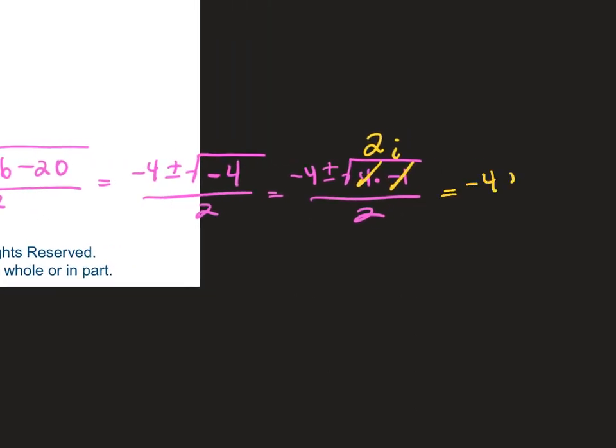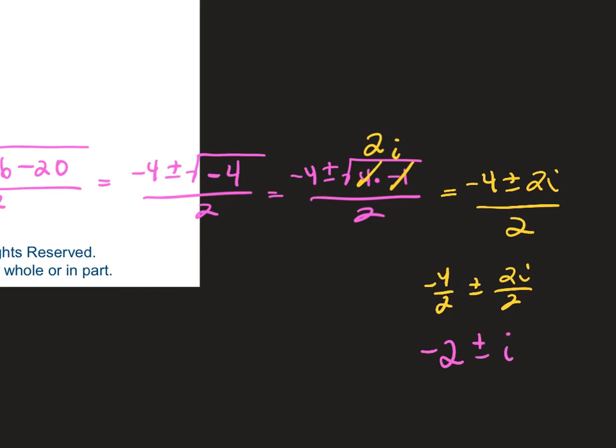I have negative 4 plus or minus 2i over 2. And we're not done. We're really close to done, but if you notice, 2 can go into 4 and 2. So I'm going to rewrite it as 2 separate fractions just so I can see my simplifying better. All I did was separate the first term over the second term. It's under the same denominator. So negative 4 divided by 2 is negative 2, plus or minus 2 divided by 2 is 1, so it's just i.